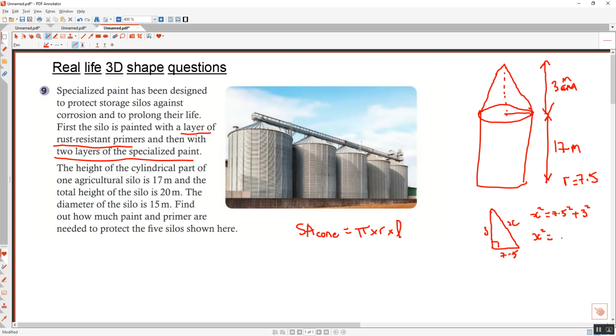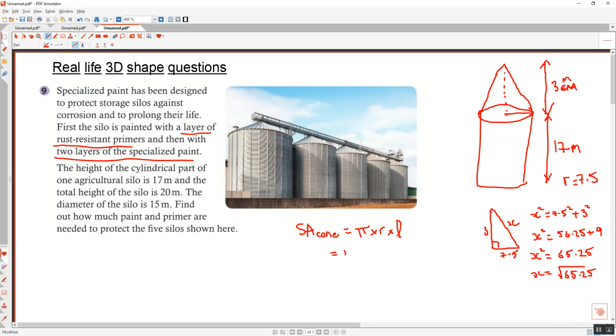7.5 squared is 56.25. Good, and 3 squared is 9. And you get 65.25. And then we square root it, and we get a decimal, but you want to keep it like that so you can make it exact. All right, nice. So we're going to keep it as root 65.25. So that is our length.